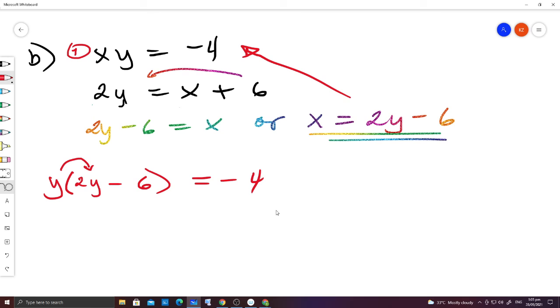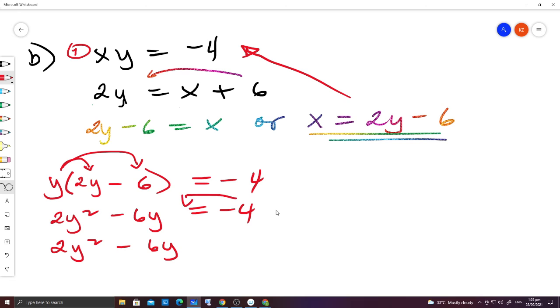Supawadi, are you there? Miss Supawadi? Okay. Yes, Victor. Okay, please help me answering this. So y times 2y is? 2y to the power of 2. Okay, thank you. And the next one? Minus 6y. Minus 6y. Okay, so equals negative 4. Okay, thank you. So we have 2y squared minus 6y plus 4 equals 0.